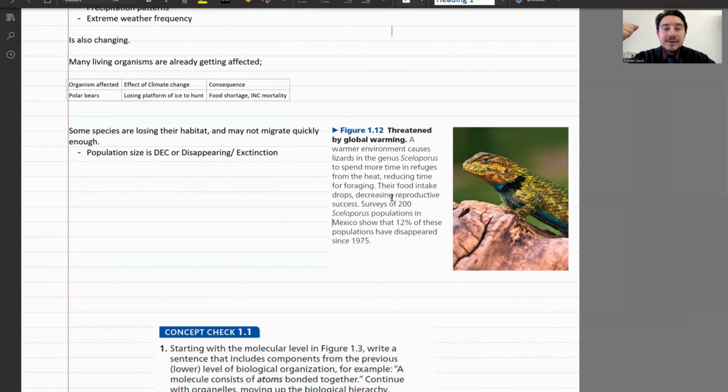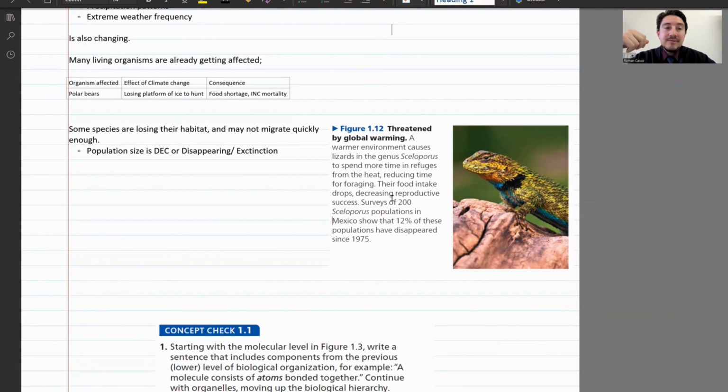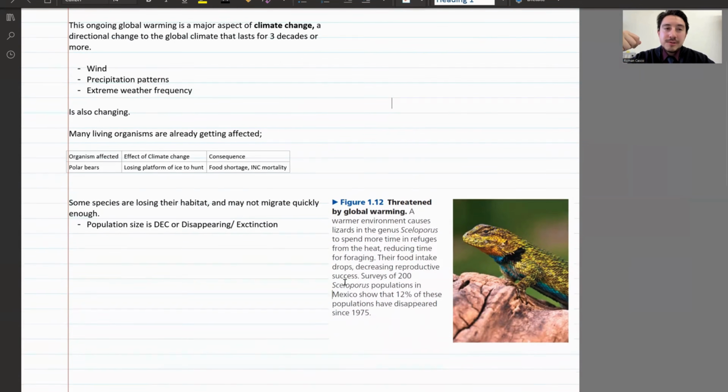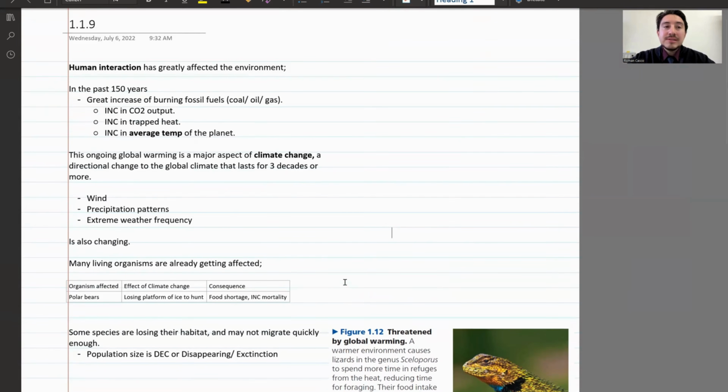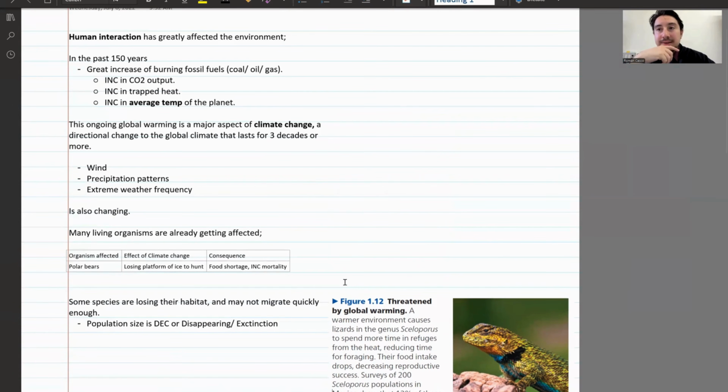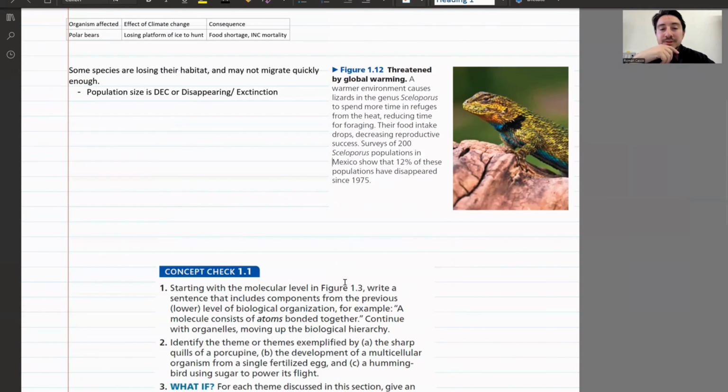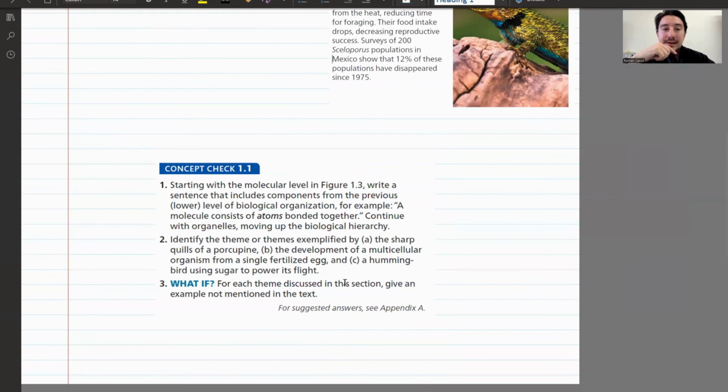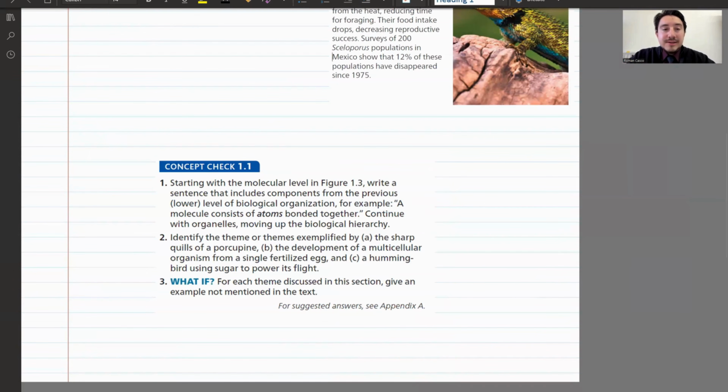There could be a point where you're having so much loss of habitat that organisms can't move fast enough to migrate. So what happens? Population size decreases, or goes to the point of extinction. So it's very, very important to know this idea of human impact. This finishes section one, concept one of chapter one.